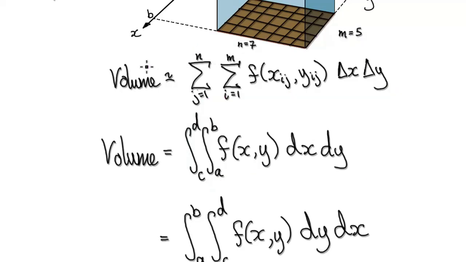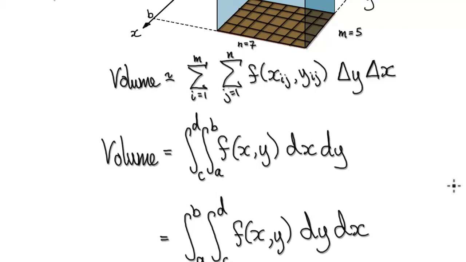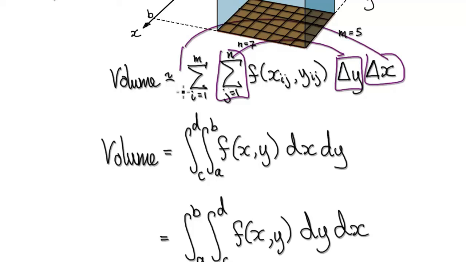So let me get rid of this thing here, and then switch the two around. So now it's like this. So now it's dy and then dx. So this matches up with this, and this dx here matches up with this thing here.